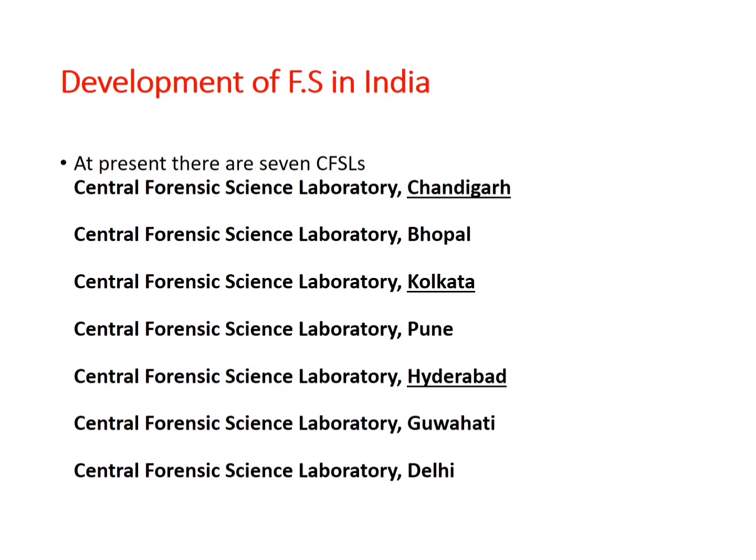The first 6, that is Chandigarh, Bhopal, Kolkata, Pune, Hyderabad and Guwahati, are under the control of DFSS, that is the Directorate of Forensic Science Services, and the last, the Central Forensic Science Laboratory in Delhi, is under the control of CBI. Initially India had 3 CFSLs, that is Chandigarh, Kolkata and Hyderabad, which had Centers of Excellence. CFSL Chandigarh has a Center of Excellence in Physical Science, CFSL Calcutta has a Center of Excellence in Biological Science, and CFSL Hyderabad has a Center of Excellence in Chemical Sciences. These are the specialties of these 3 laboratories.